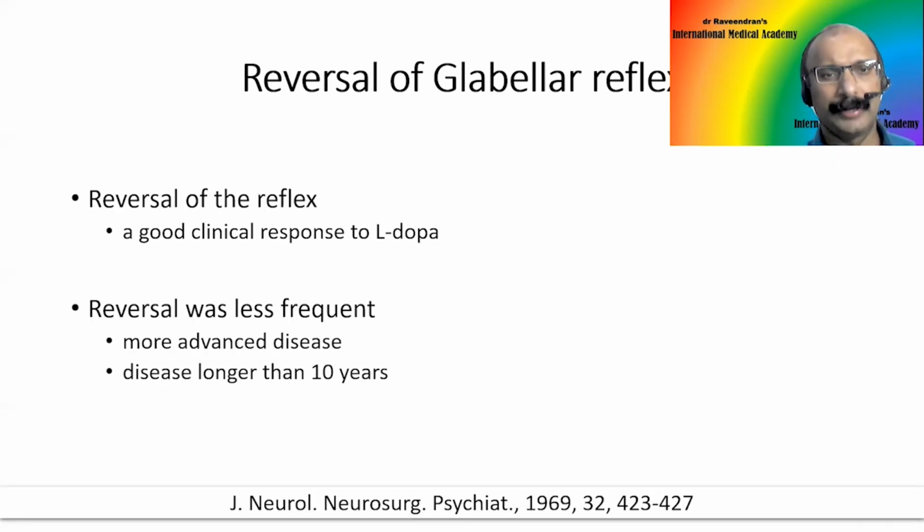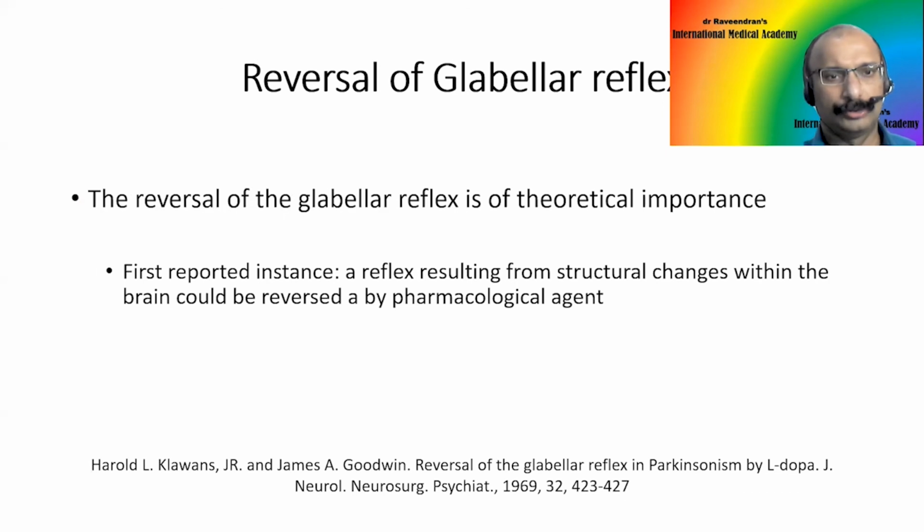It was also found that in patients who received L-DOPA for Parkinsonism, there is reversal of glabellar tap reflex. The reversal of the reflex is seen in those who had a good clinical response to levodopa. And reversal was less frequent in those with more advanced disease and those with disease longer than 10 years. So reversal of glabellar reflex is of theoretical importance because it is the first reported instance where a reflex resulting from structural changes within the brain could be reversed by a pharmacological agent.